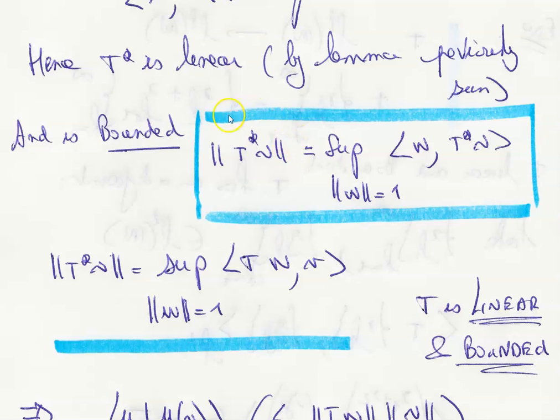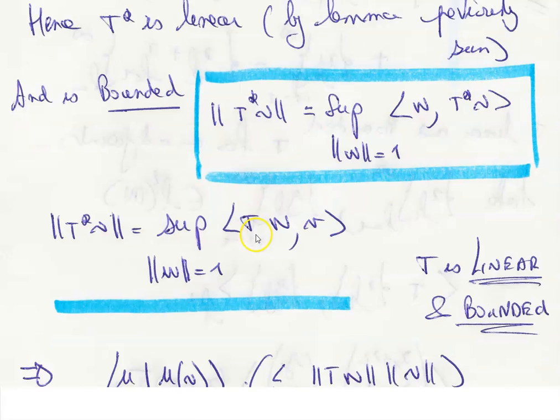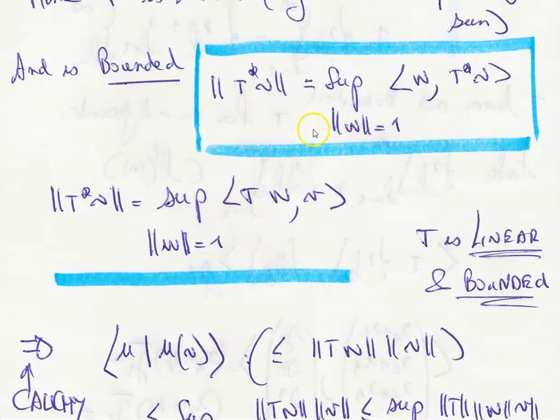Okay, so we define the norm. The norm of T star applied to V is defined as the sup of the inner product of W and T star of V for all the W which have 1 as a norm. So this is the definition of the norm of the operator T star applied to a vector V, right? So we can also write it in this way by using the definition of the adjoint operator.